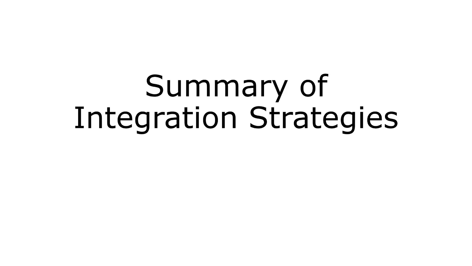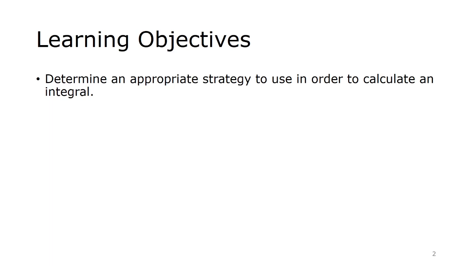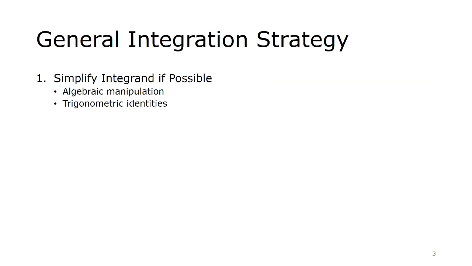Today we'll very briefly summarize the integration strategies we've looked at so far. We'll discuss roughly how to approximate a good strategy to use to compute an integral. As we've seen, simplifying the integrand if possible is a good idea, either through algebraic manipulation or using trig identities to reduce or rewrite the integrand.